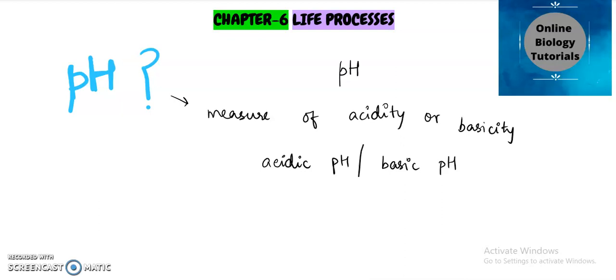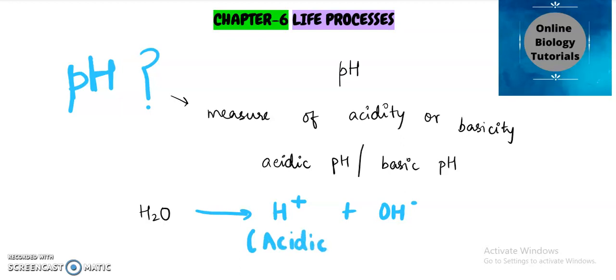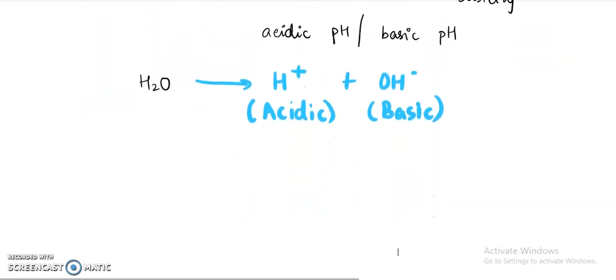Whenever we write water, we know that the chemical formula of water is H2O. When water gets split up into its ions, it is written as H+ ions and OH- ions. Now, the pH of any solution or any place is acidic when H+ ions are more, and it is basic if OH- ions are more, right?